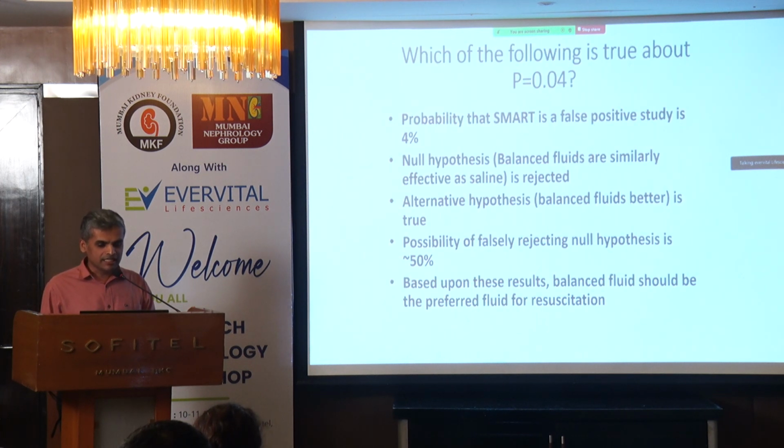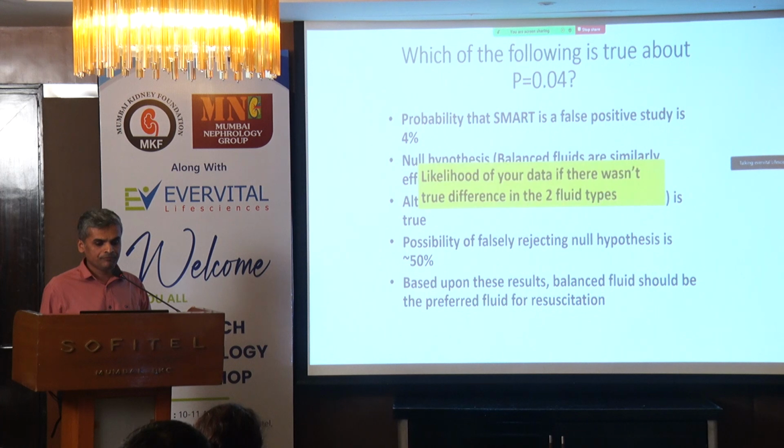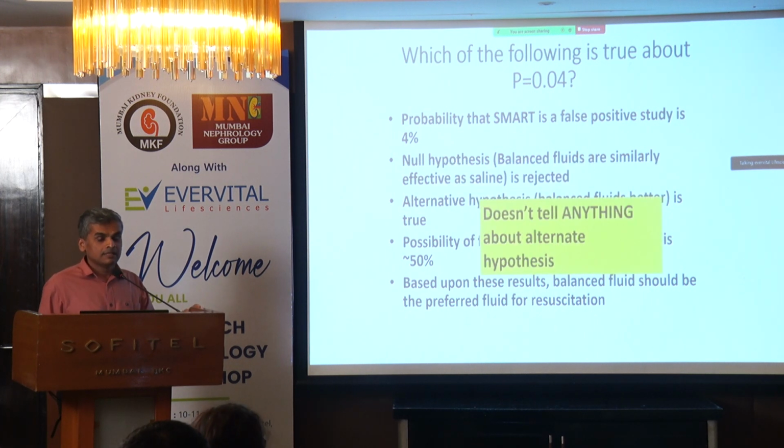So coming to the next option, that the null hypothesis is rejected. Do we reject the null hypothesis because 0.04 is the p-value for this trial? The p-value is the likelihood of your data if there was no difference. It cannot reject the null hypothesis because the p-value is estimated by assuming that the null hypothesis is true. It doesn't tell anything about the alternative hypothesis. It just tells the probability of your data if the null hypothesis were true. It doesn't tell whether the alternative hypothesis or any other hypothesis is true.